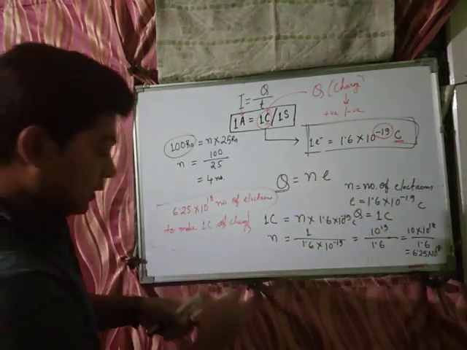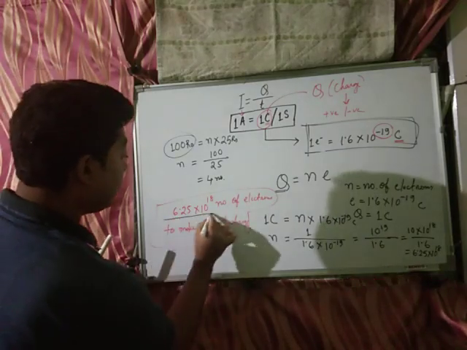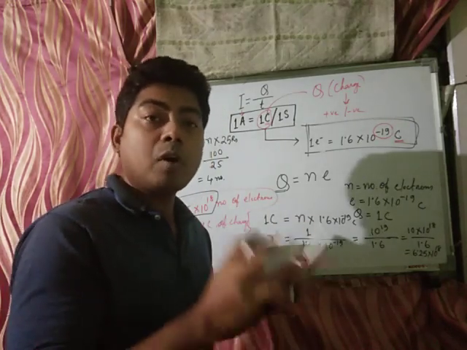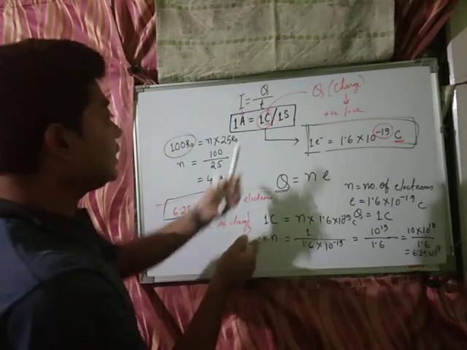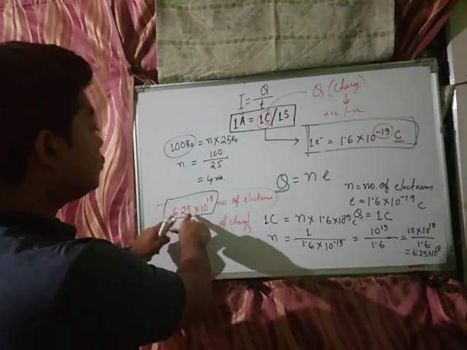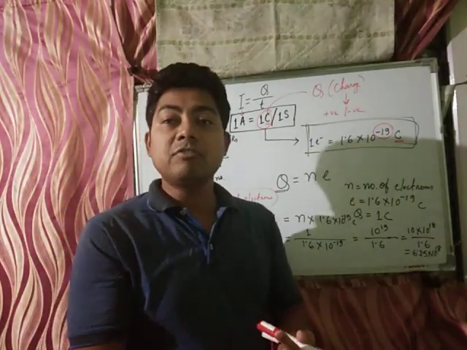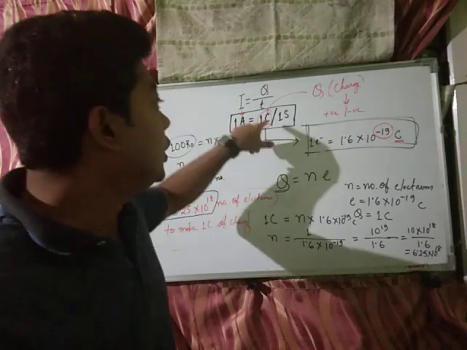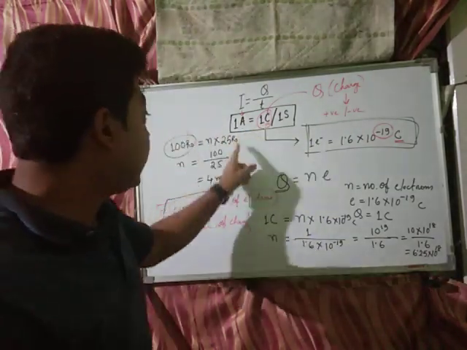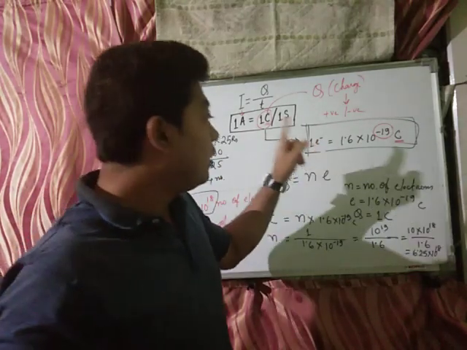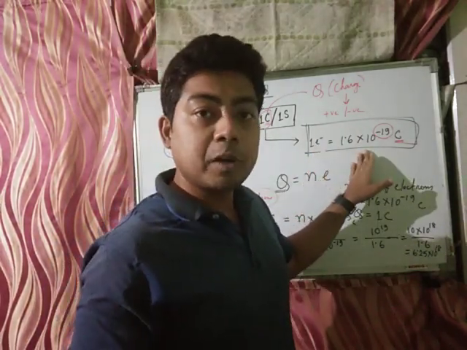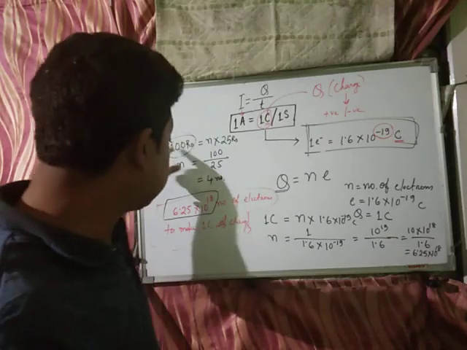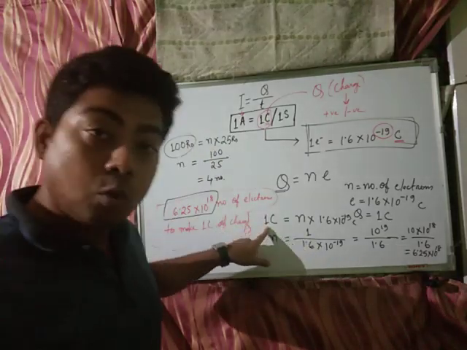So this number of electrons is required to produce 1 coulomb of charge. That means 1 coulomb contains 6.25 into 10 to the power 18 number of electrons. That is a number. Like that you have to make 100 rupees, like here you have to make 1 coulomb. Here we have 25 rupees, here the charge of 1 electron is 1.6 into 10 to the power minus 19 coulomb. You have to make it 1 coulomb. Like that here you have to make 100 rupees.